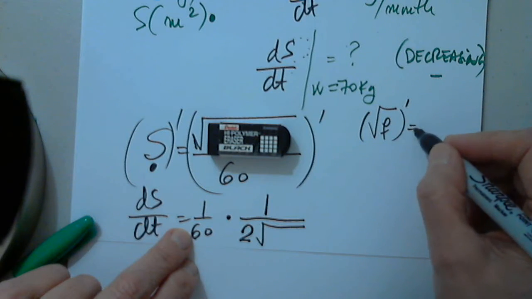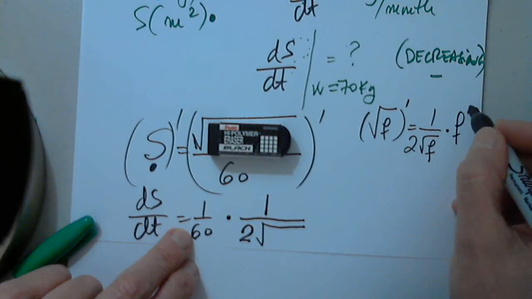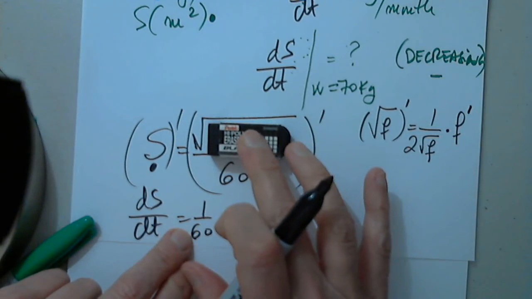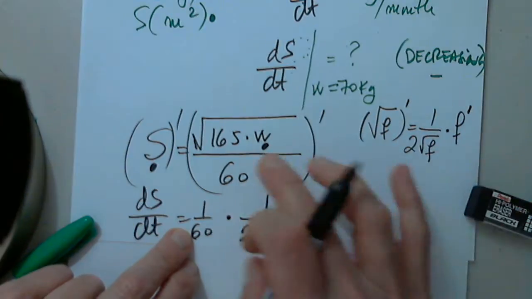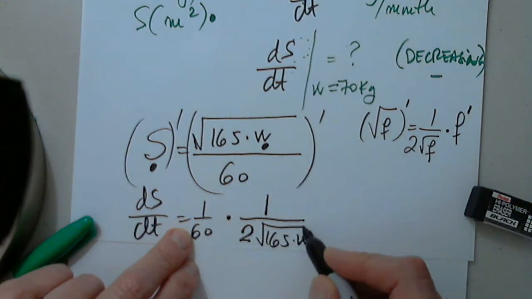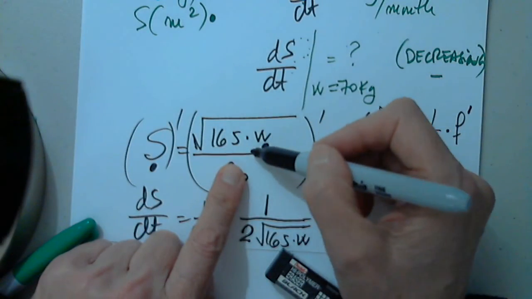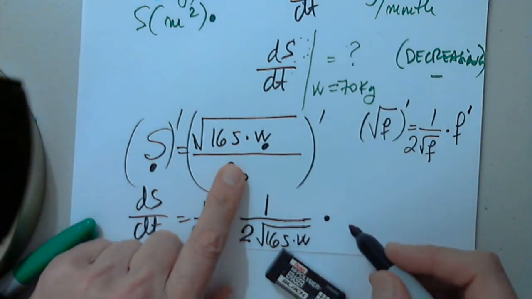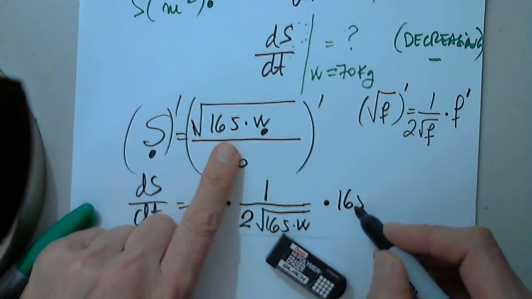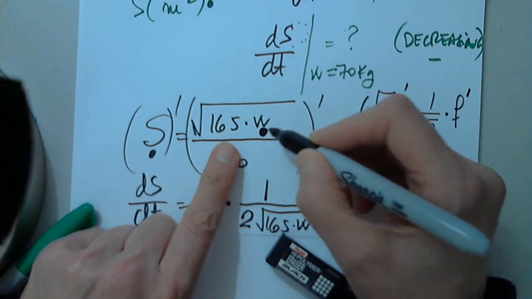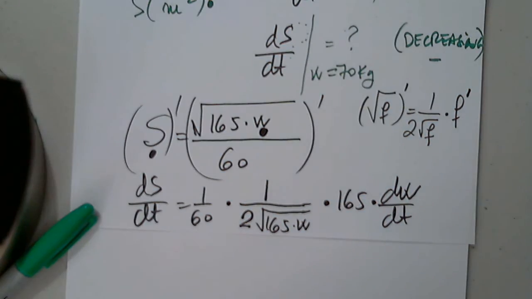So the square root of a function prime is 1 over 2 the square root of the function, times the function prime. So whatever I have here, the square root prime is 1 over 2 the square root of 165W times the inner function prime. I need to differentiate this now. What do I write? Is it just 165 times dW over dt? Exactly. Great job.